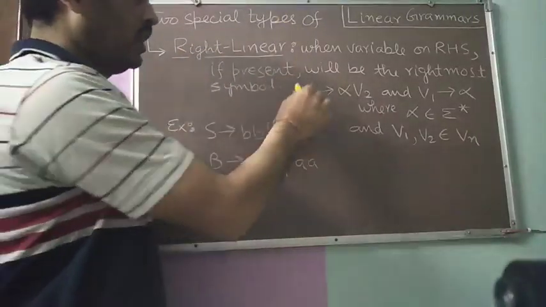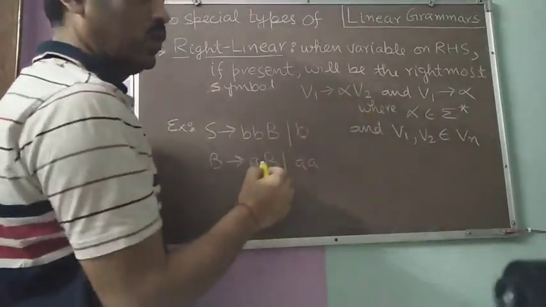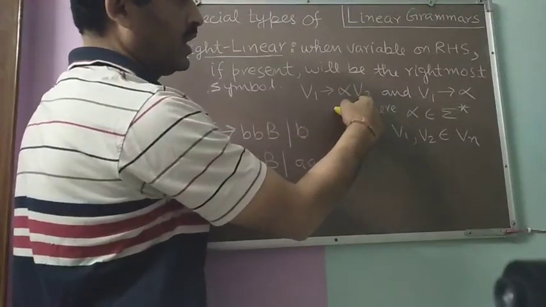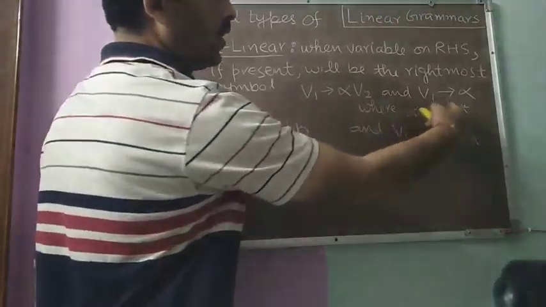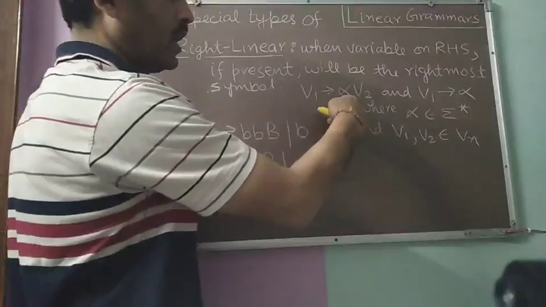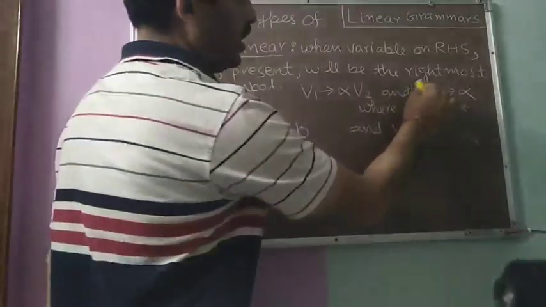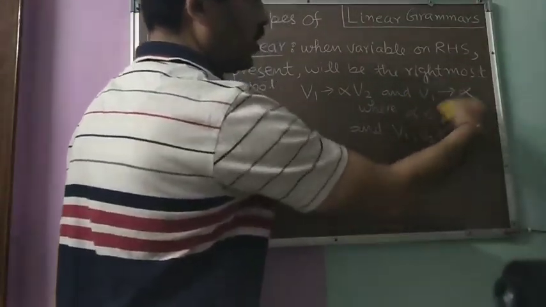Obviously, as per that, our productions will be of the form V1 to alpha V2. It means on the right hand side, the only variable present is present as the rightmost symbol, and before it there is an alpha. And alpha is what? Alpha is sigma star, the string of terminals only. So either it is epsilon or it is a string of terminals only. And the second format is V1 to alpha. So variable to a string of terminals only.